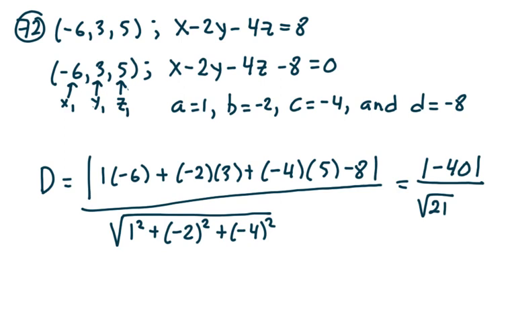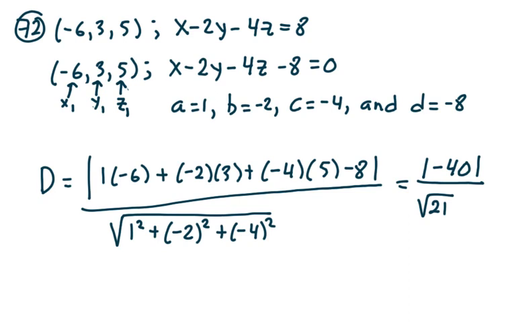And then a equals 1, that's the coefficient of x. B equals -2, that's the coefficient of y. C equals -4, that's the coefficient of z. And d equals -8. And so it's just a direct substitution into the formula.